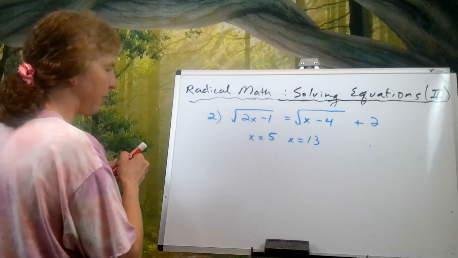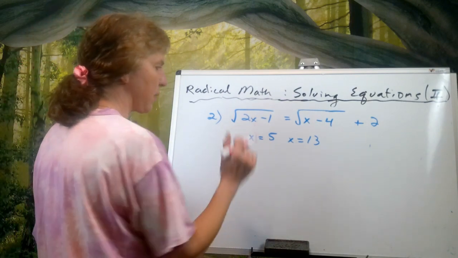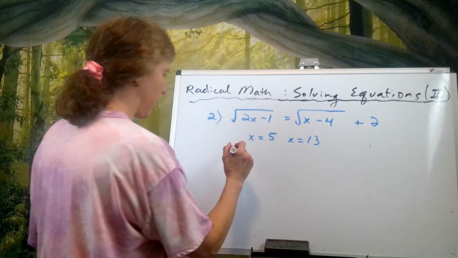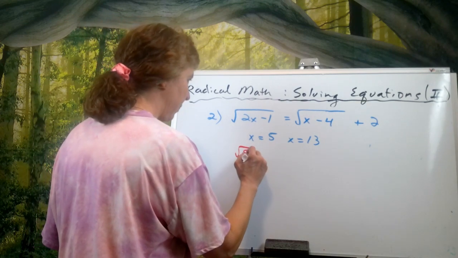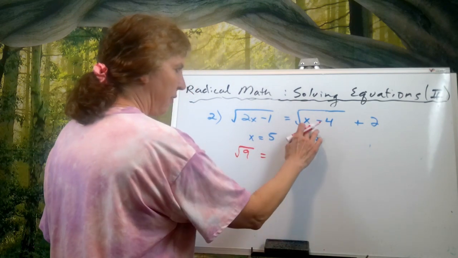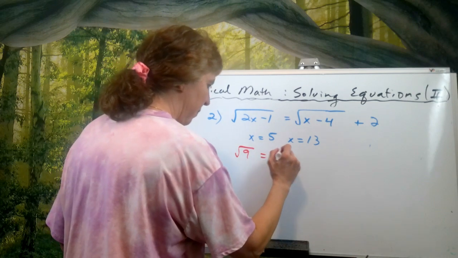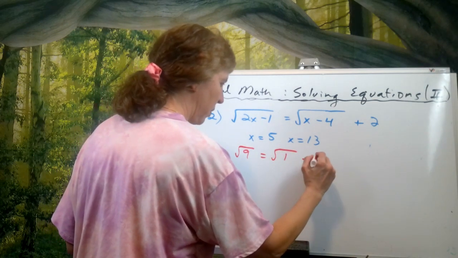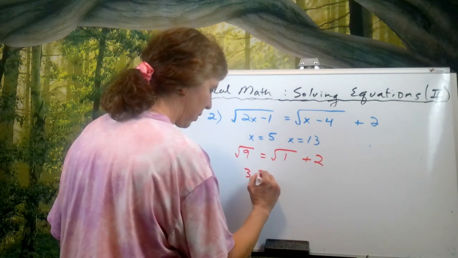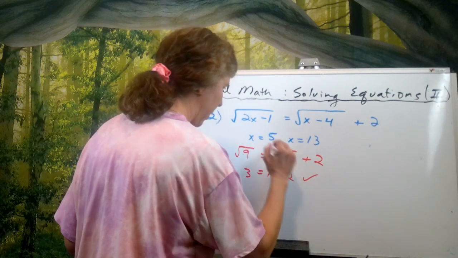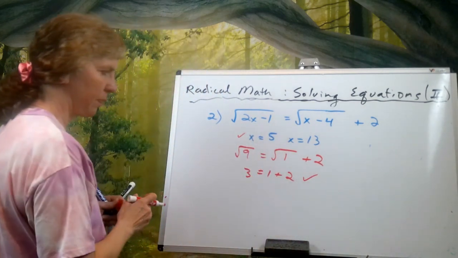So if I plug in 5, I get 2 times 5 is 10, minus 1 is 9. 5 minus 4 is 1, plus 2. So I get 3 is equal to 1 plus 2. That works. 5 is good.